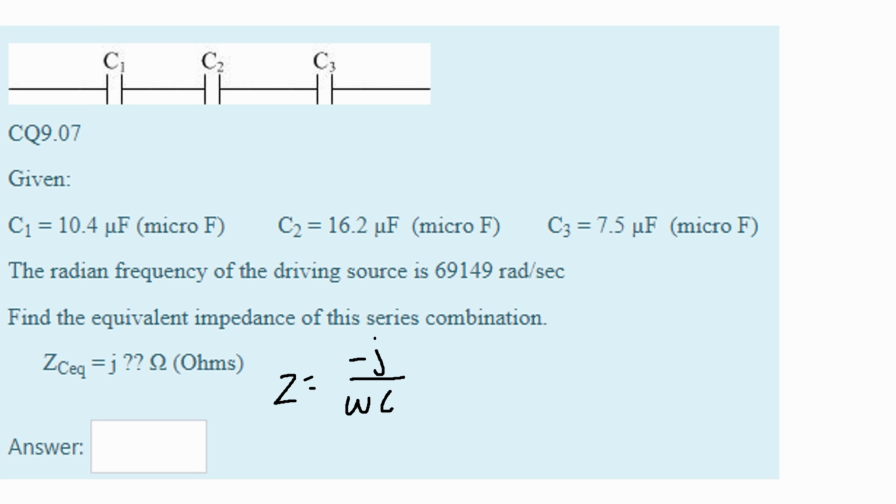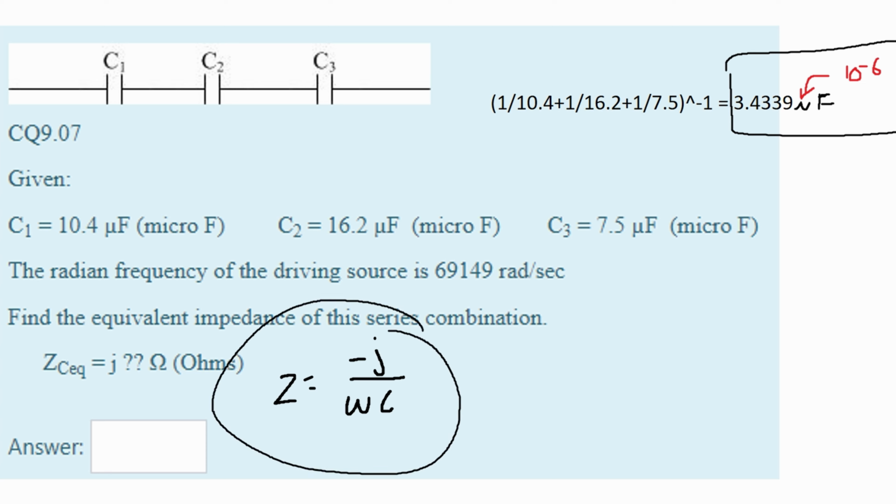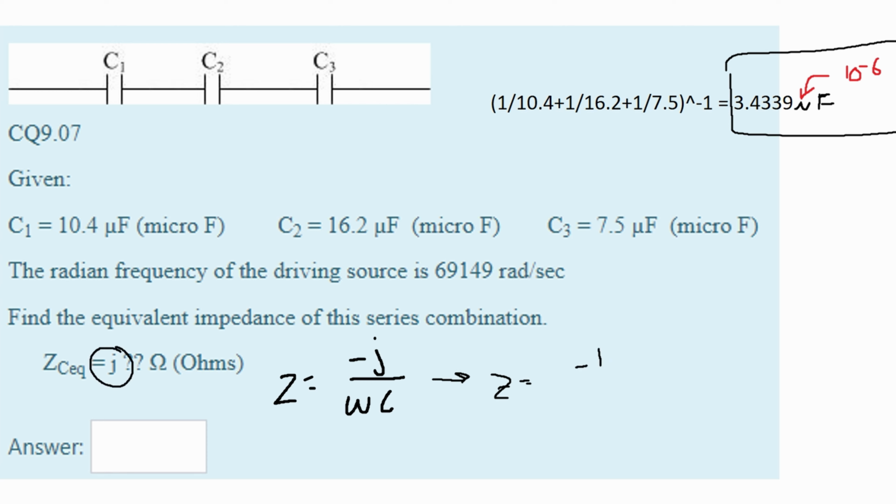However, we have to combine these all together because we need to find the C equivalent. So to do this, we know that capacitors in series use the same formula as resistors in parallel. Now we're going to plug everything into this bottom equation. We're going to rewrite this as Z is equal to -1, because we already have our j right here, and then this is going to be over our omega C.